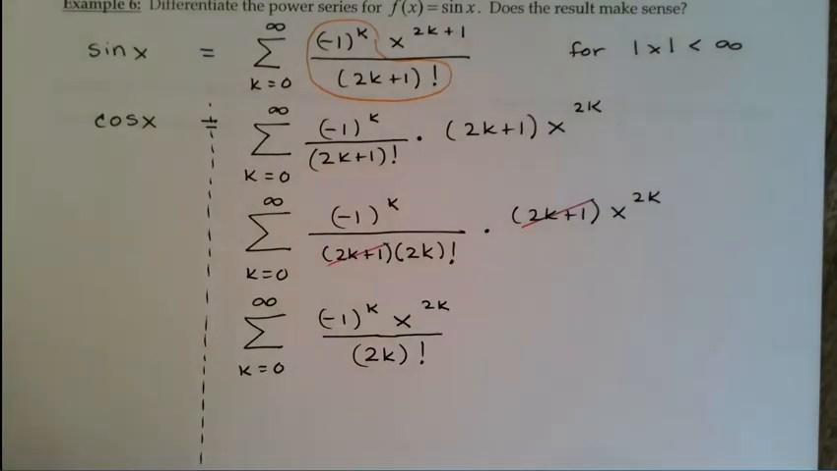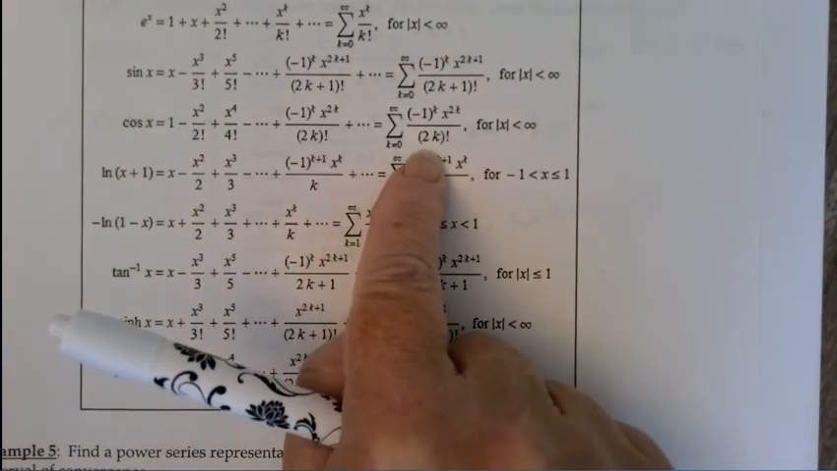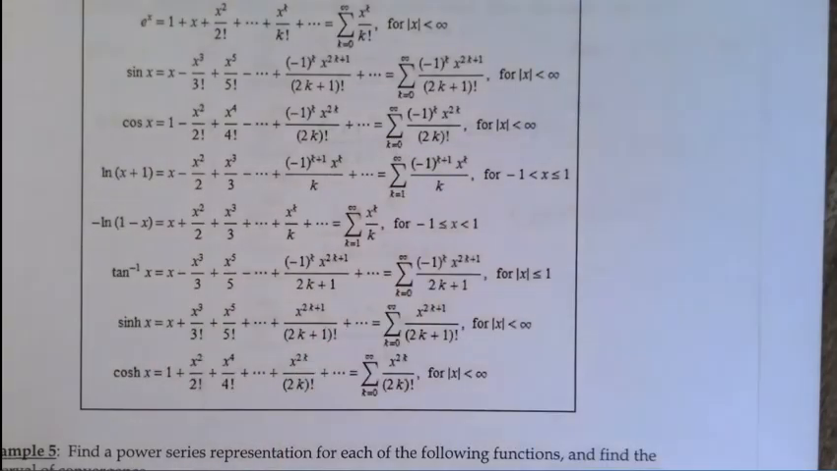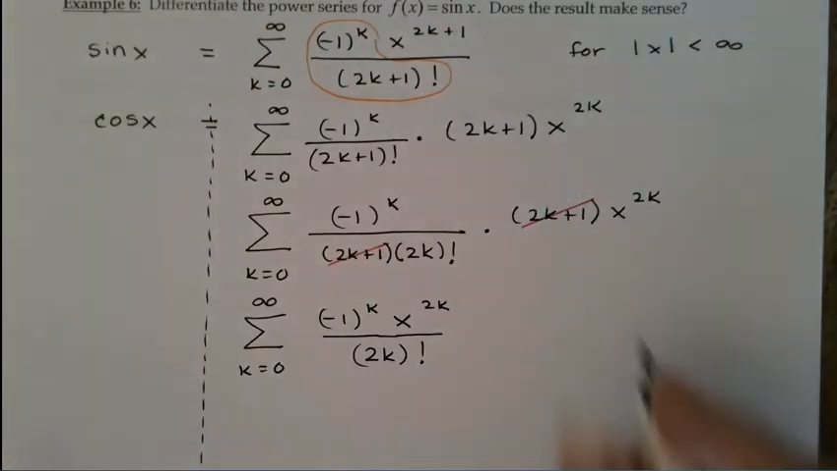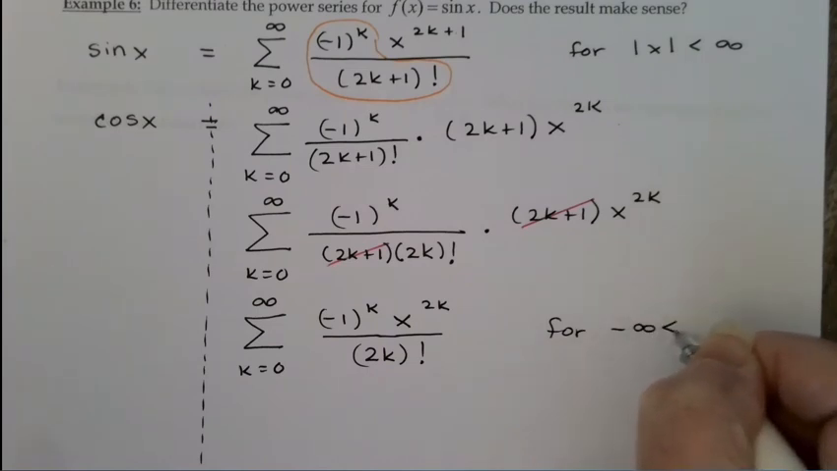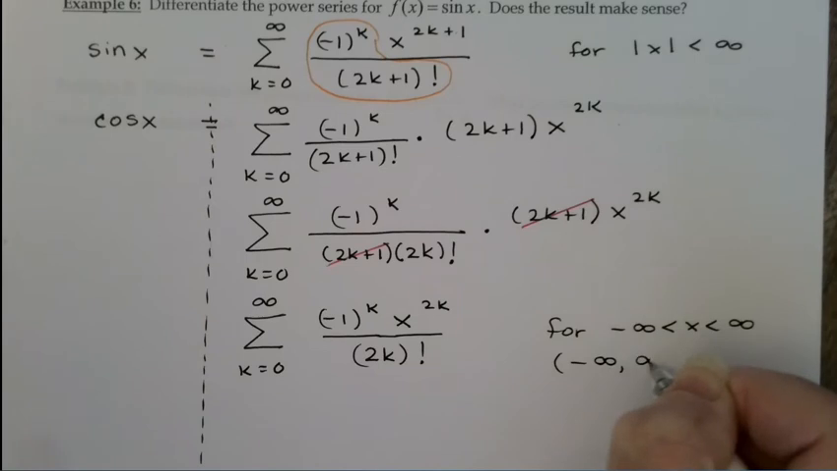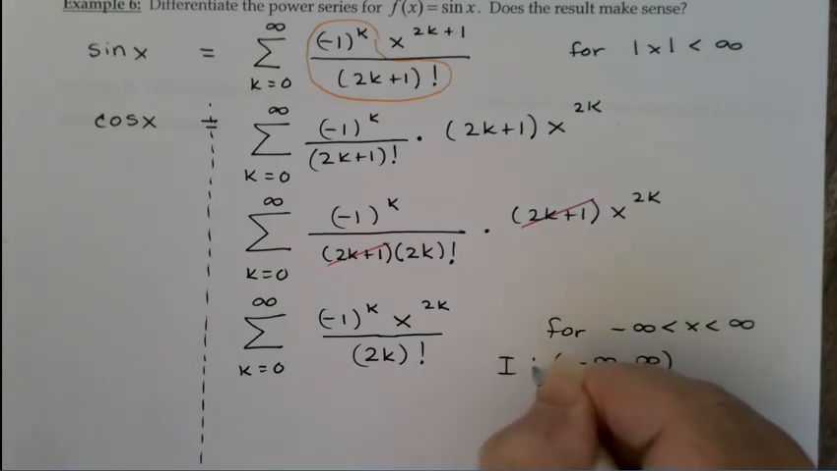Take a look at the series for cosine x. And what you should see is that we have an exact match for what we just came up with. Looks exactly like that. The interval of convergence does not change. Negative infinity to infinity, or in other words, the interval from minus infinity to infinity is I.